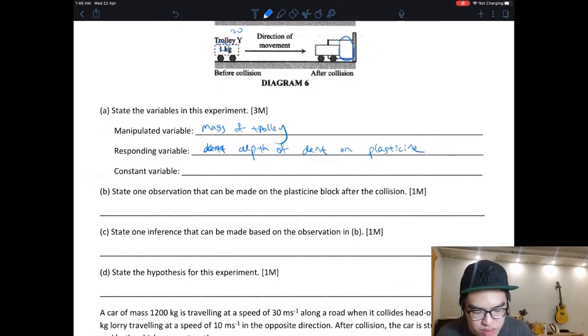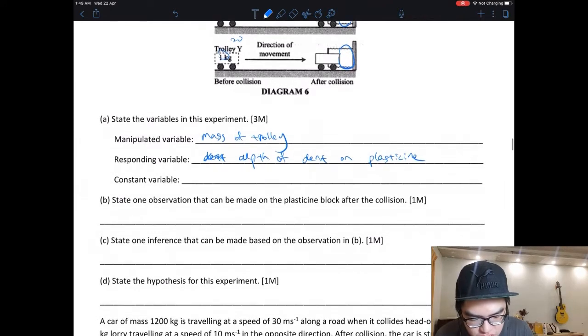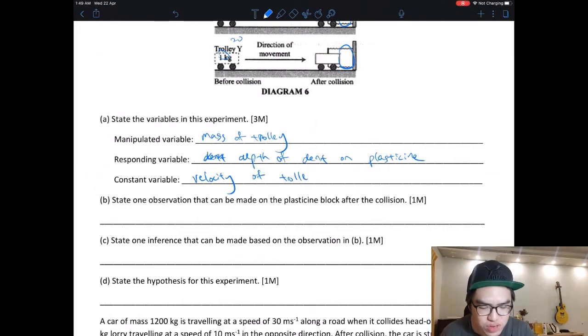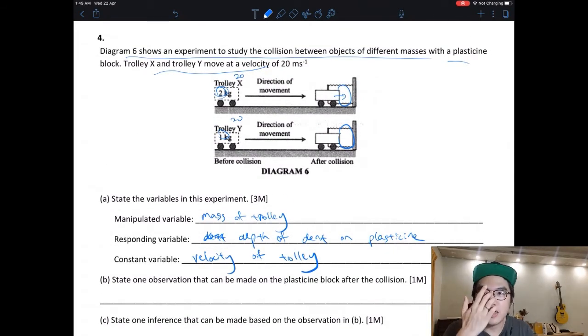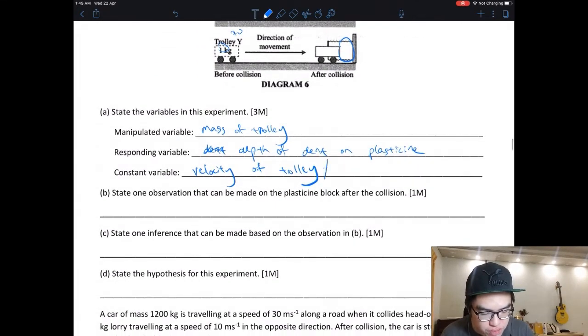Control variables, constant variables, what you don't change, should be your velocity. The velocity of the trolley. Both I put at 20, because if this one I put 10 and 10, then I have 2 manipulated variables already. We can't have that. We can only control one thing. Or you can even say the surface of the trolley's track. What are they running on? They should be the same surface because friction will change it.